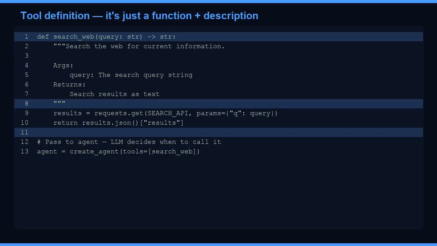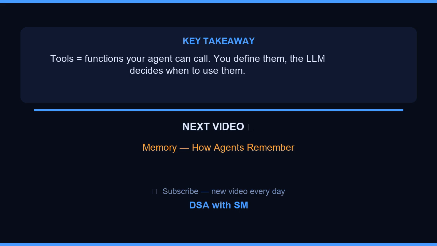And here's the key insight. You define what tools the agent has access to. You're in control. The LLM just decides when to use them.